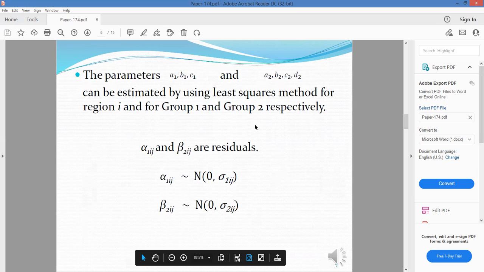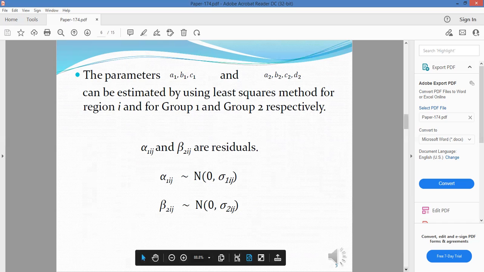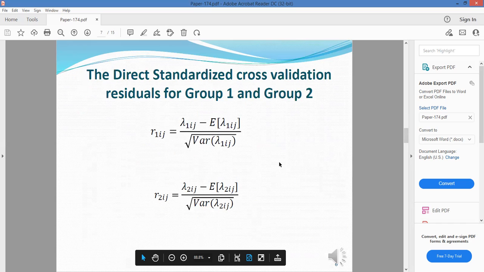Whenever we fit a model for given data, the parameters in the second degree model are A1, B1, C1. In the cubic spline model, the parameters involved are A2, B2, C2 and D2. We can estimate the parameters in both group 1 and group 2 using the least squares method. The residuals involved while fitting the model are alpha 1ij and beta 2ij. Both are assumed to be normally distributed with mean 0 and variance sigma 1ij.